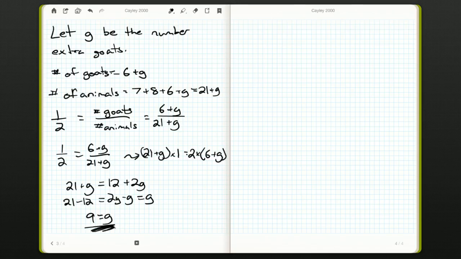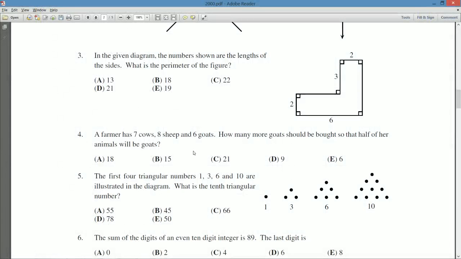Now let's see, is 9 a possible answer? Sorry, she had 7 cows and 8 sheep, not 7 sheep and 8 cows. That's how many more goats should be bought? 18, no. 15, no. Don't think it's 21. We think it's 9, so we're going to put D.